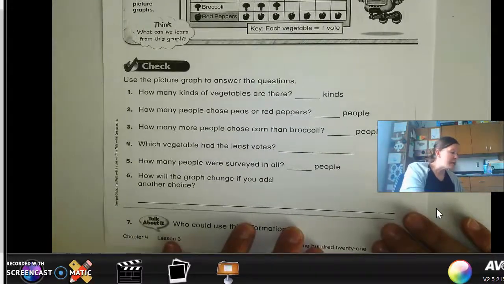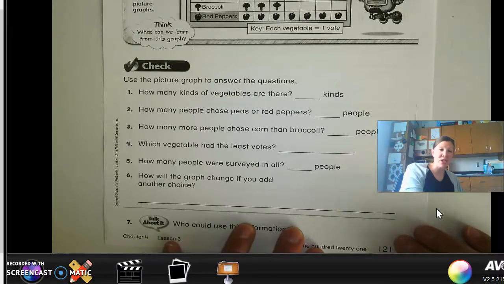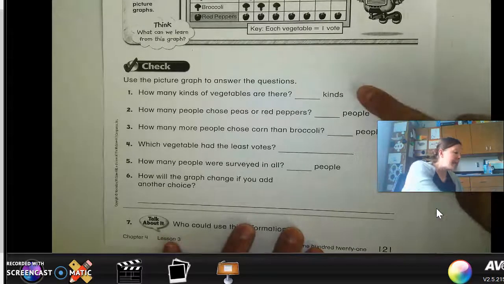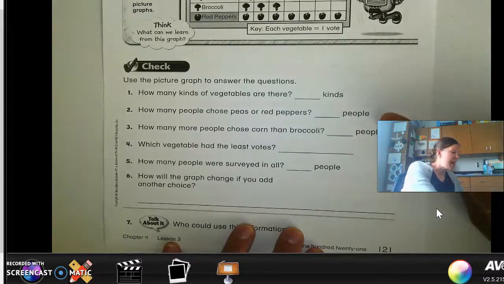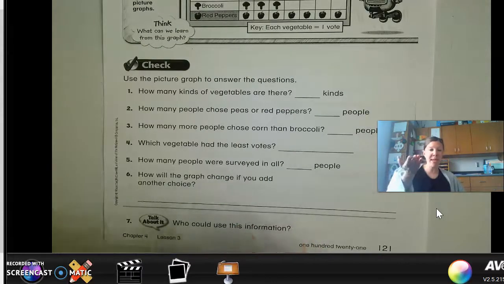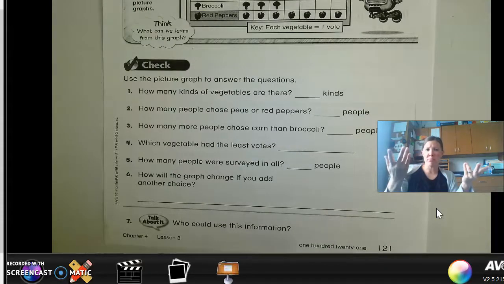Then you're going to go down to the bottom and you have 6 different questions you're going to answer. How many kinds of vegetables are there? How many people chose peas or red peppers? That means peas and red peppers. Okay, don't get confused by that. But they're asking, out of all those people, which ones chose peas or red peppers?